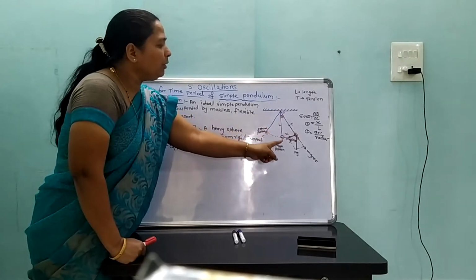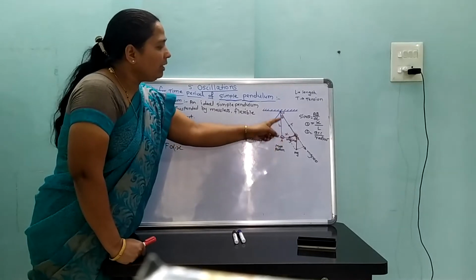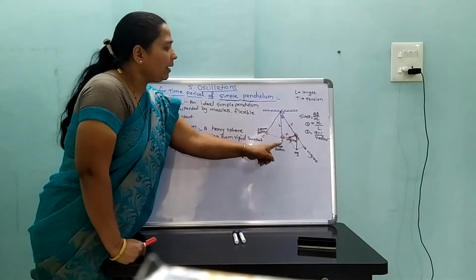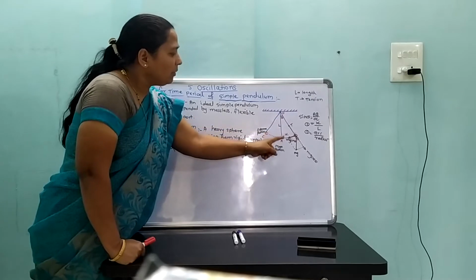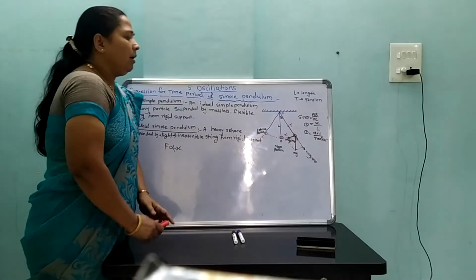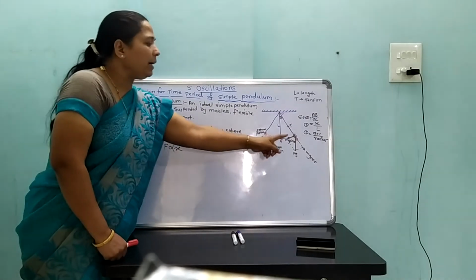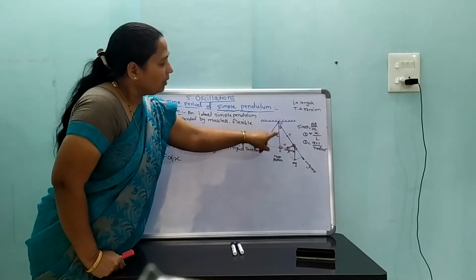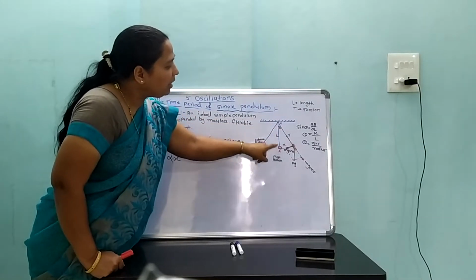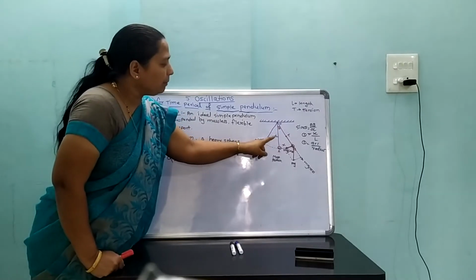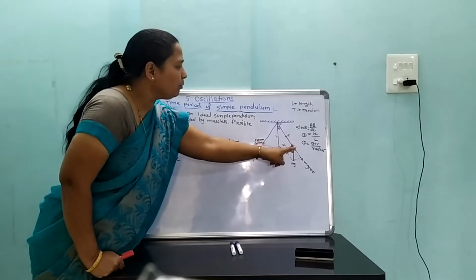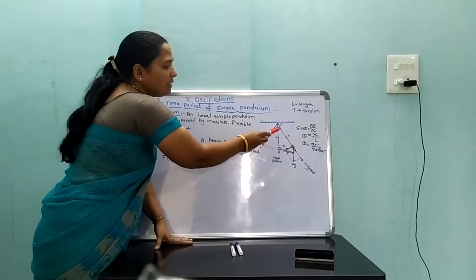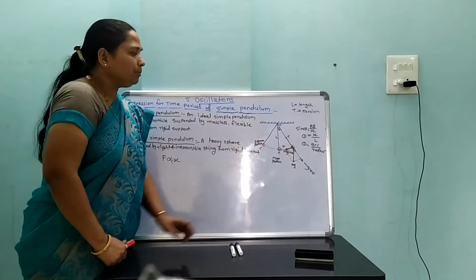The particle is suspended from a rigid support, and the length of the string is capital L. The pendulum oscillates from its mean position to its extreme positions C and B. The string of length L makes an angle with the vertical when the bob goes to its extreme position, and that angle is denoted by theta.